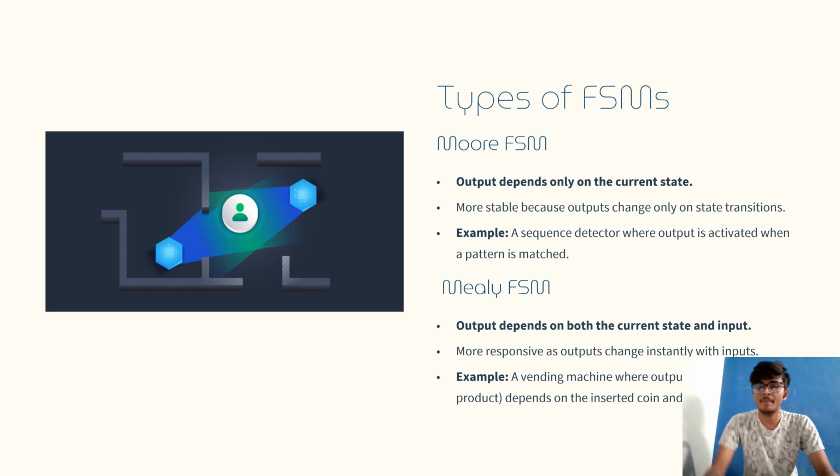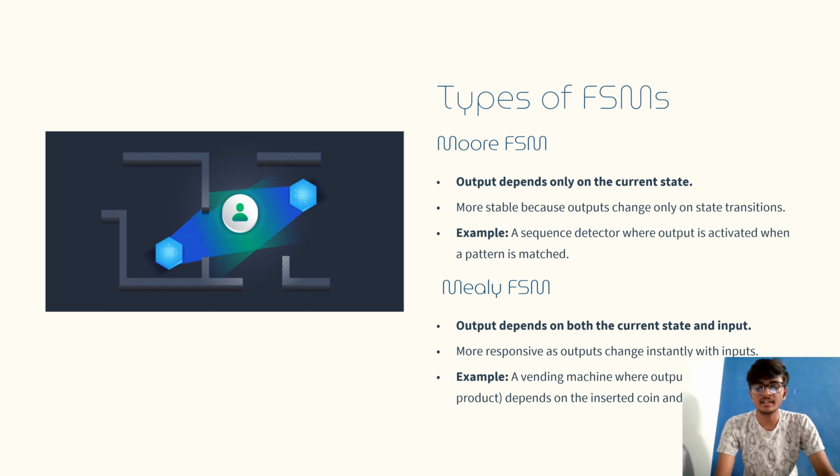Types of FSMs. There are two types of FSM. First is the Moore FSM. What is a Moore FSM? A Moore FSM is a type of finite state machine where the output depends only on the current state, not on the input directly. Moore FSMs are more stable because output changes only on state transitions. An example of a Moore FSM is a sequence detector, where output is activated when a pattern is matched.